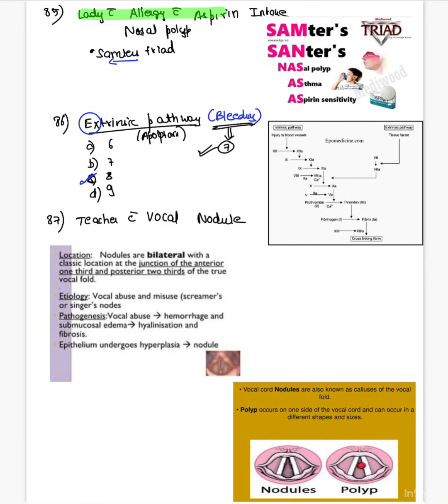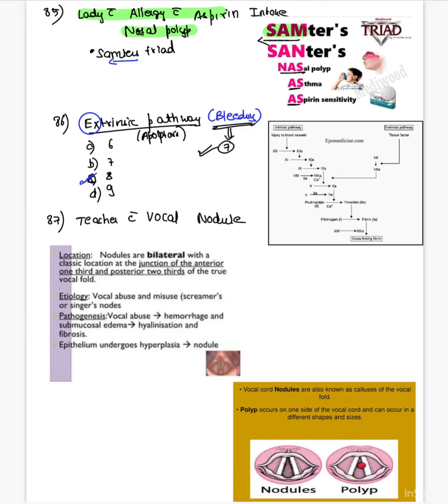Then the next question they ask you, guys, lady with allergy to aspirin, guys, and nasal polyp. That is, guys, no confusion, that is Samter's triad. So how to remember the Samter's, guys? SAM, make it opposite, go the opposite side, guys. That is MAS, remember NAS. N for nasal polyp, A for asthma, S for aspirin sensitivity.